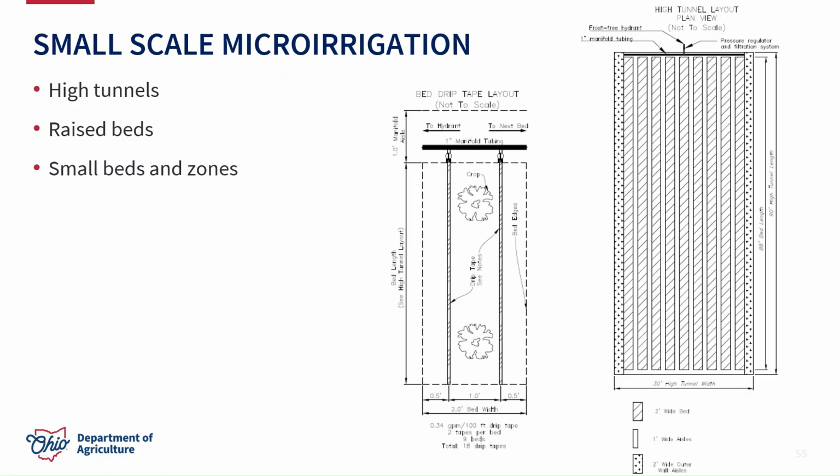Looking at some common layouts that we may see in, for example, a 30 by 90 high tunnel, we may have the hydrant from our main line from the source placed in either the center or at the corner of the high tunnel, with manifold tubing running across the top of the high tunnel, and then our different beds and walkways running the length of the high tunnel with, in this case, 2 drip tapes running through each bed.